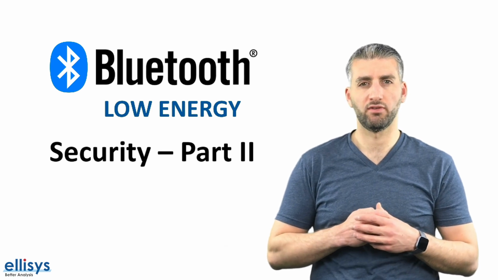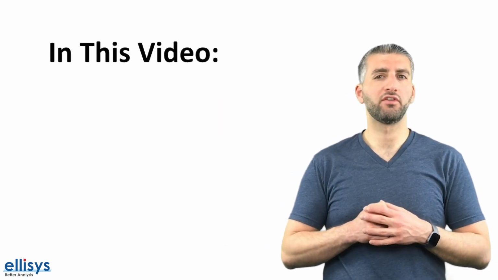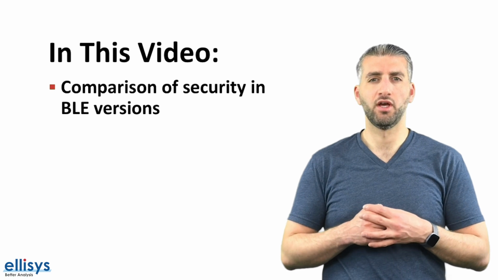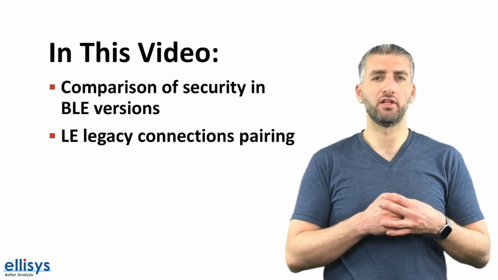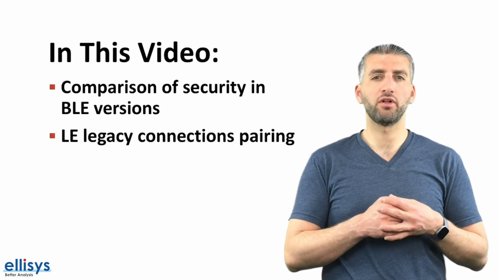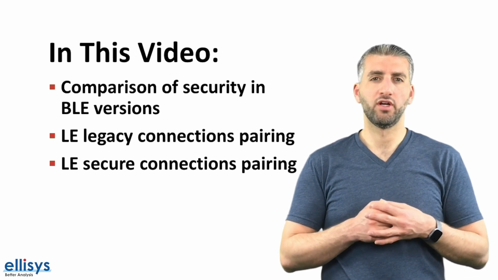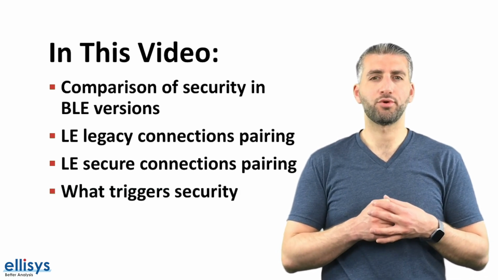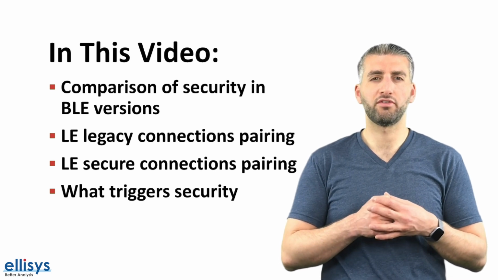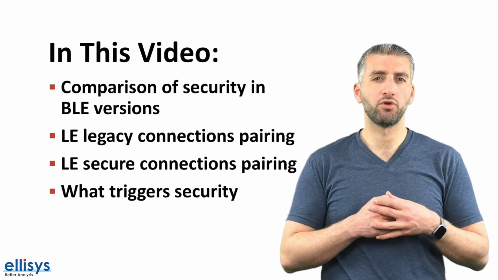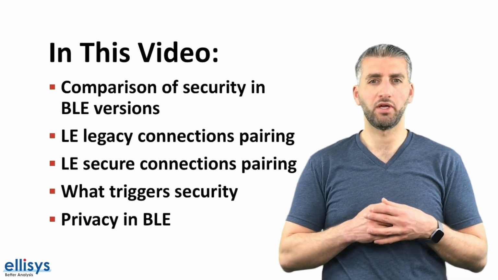In today's video we'll be covering security as a follow-up to the previous video on the topic. Some of the topics we'll address include a comparison between the different versions of BLE in terms of security, which covers LE legacy connections pairing as well as LE secure connections pairing. Then we'll go over what triggers security, in terms of how to secure your BLE application. And finally, we'll cover the topic of privacy in BLE.